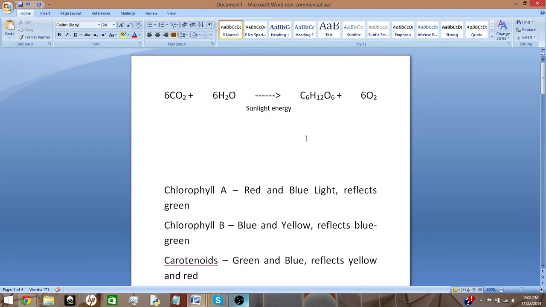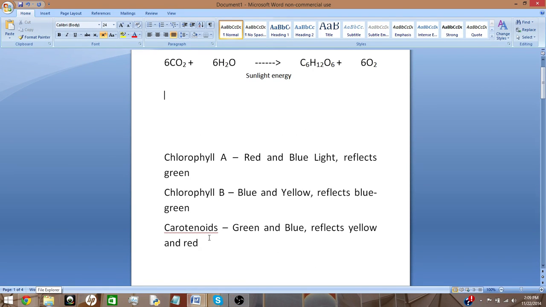Photosynthesis is the process that plants use to create simple sugars. This equation right here shows what photosynthesis does. 6 carbon dioxide molecules and 6 water molecules, plus some light, will give you a simple sugar and 6 molecules of oxygen gas as a byproduct.